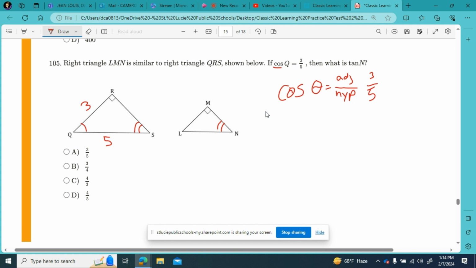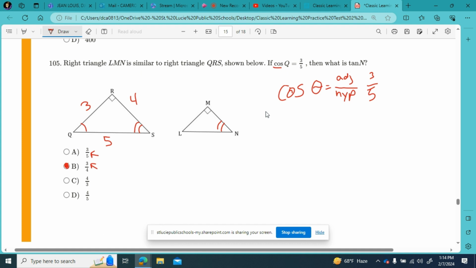Then my tangent of angle N or angle S is going to be opposite over adjacent. So 3 over something, so probably A or B. 3 over something, but not 3 over 5 because it's not over the hypotenuse. It's going to be less. So it's going to be 4. So my answer is B.